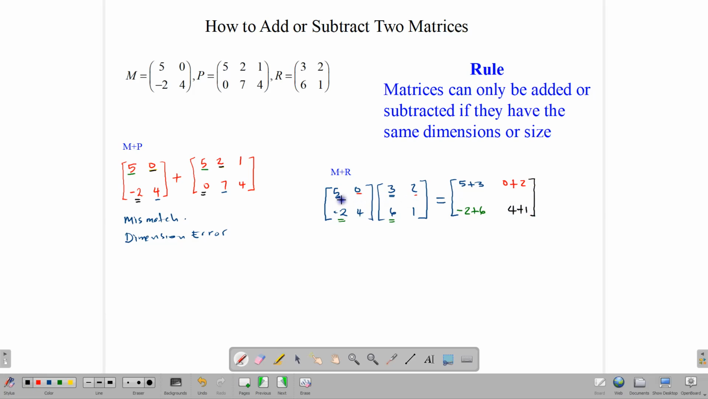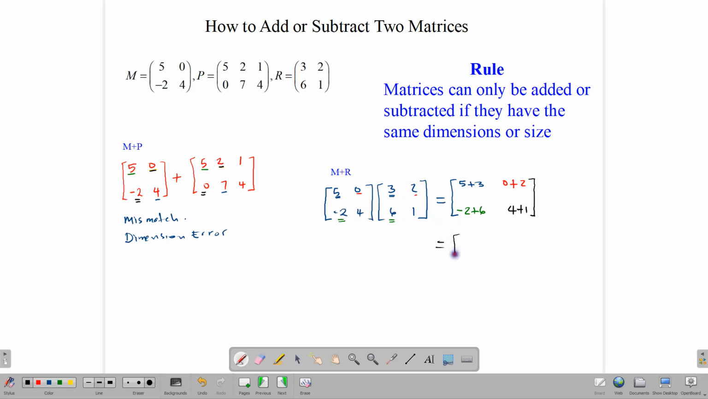Once you have arranged them like that, positions, first to first, second to second, you can get more complicated than that and say first row, first column, to first row, first column, first row, second column, to first row, second column. But just generally looking at it, you can understand that this one and this one are in the same positions. This one and this one are in the same positions. This and this and this and that. And you add them as you see them there and you get your result.